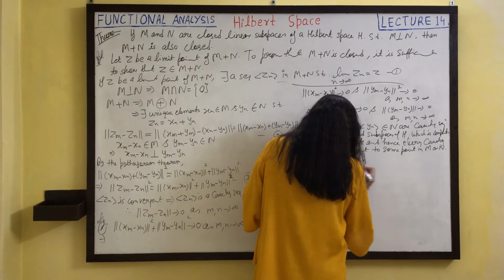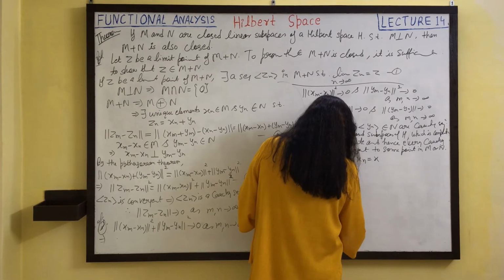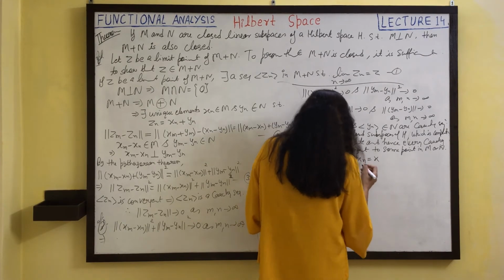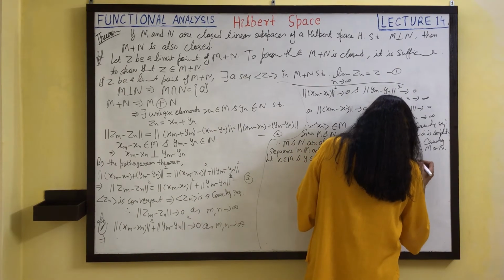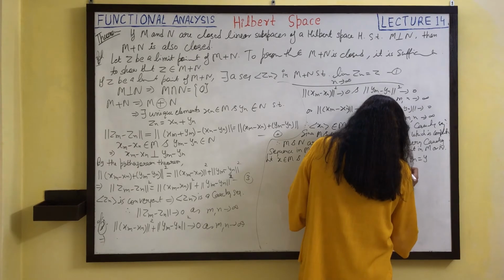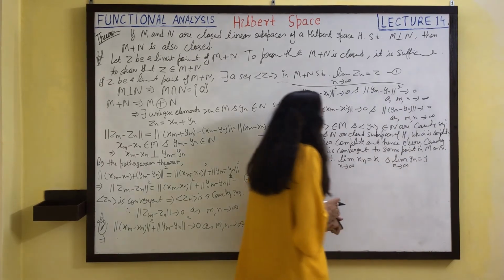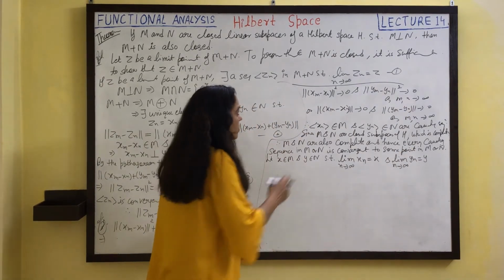Okay, so now let x belong to M and y belong to N such that limit xn is equal to x as n tends to infinity, and limit yn is equal to y as n tends to infinity. Right?